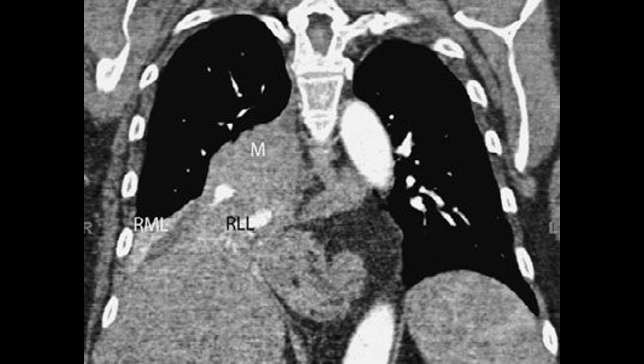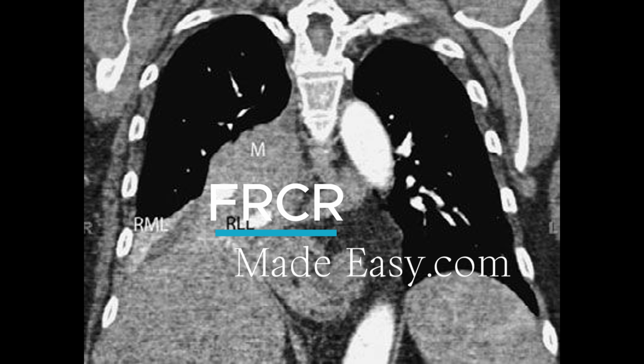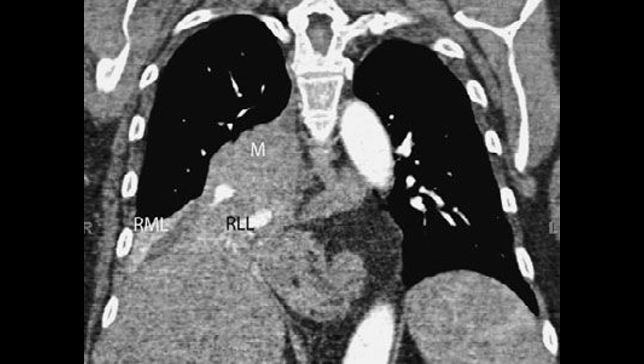In summary, this case shows right middle and right lower lobe collapse secondary to an obstructing central bronchogenic carcinoma, with classic features including loss of the right heart border and diaphragm, mediastinal shift, fissural displacement, and an S-shaped opacity, a high-yield pattern that should prompt consideration of a central endobronchial tumor.